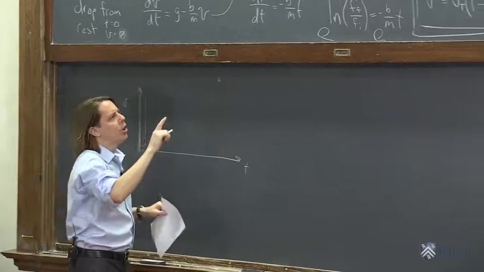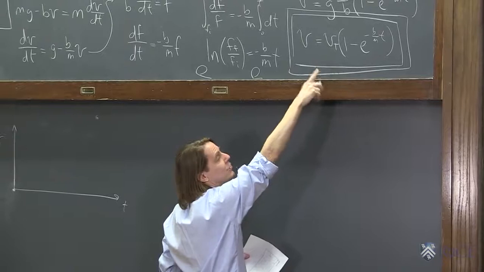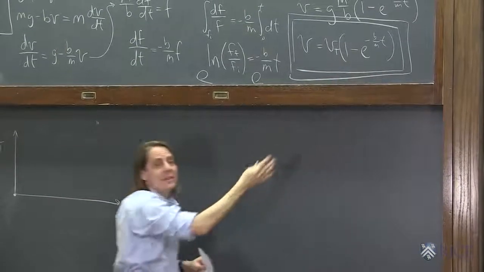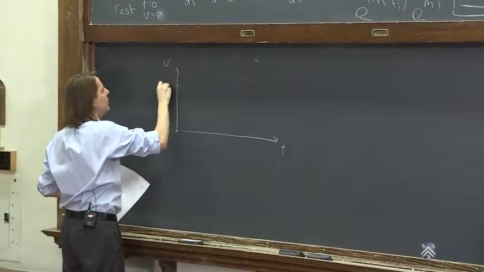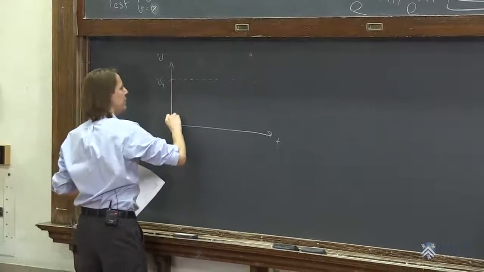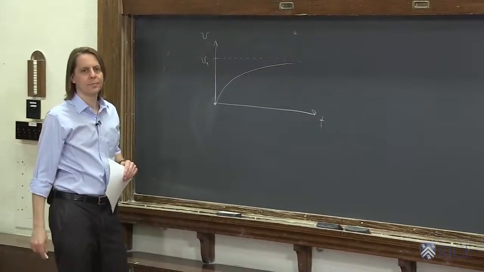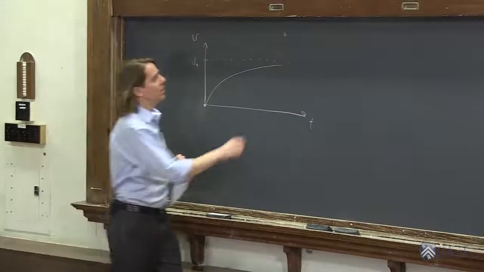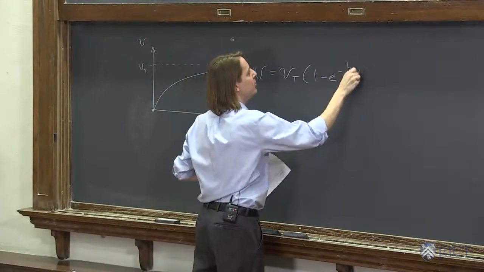And if you say at a very long time, what does this go to? e to the minus big number, minus infinity, is 1 over e to the infinity. So it's 0. So at long times, this goes to 0. So this just becomes vt, or the terminal velocity, as you would expect. Right? So here's the velocity axis. There's the terminal velocity, like that. So this does this, basically. It's exponentially approaching the terminal velocity, which is what it should do, which is what the math said it would do. So this is v equals vt times 1 minus e to the minus b over mt.